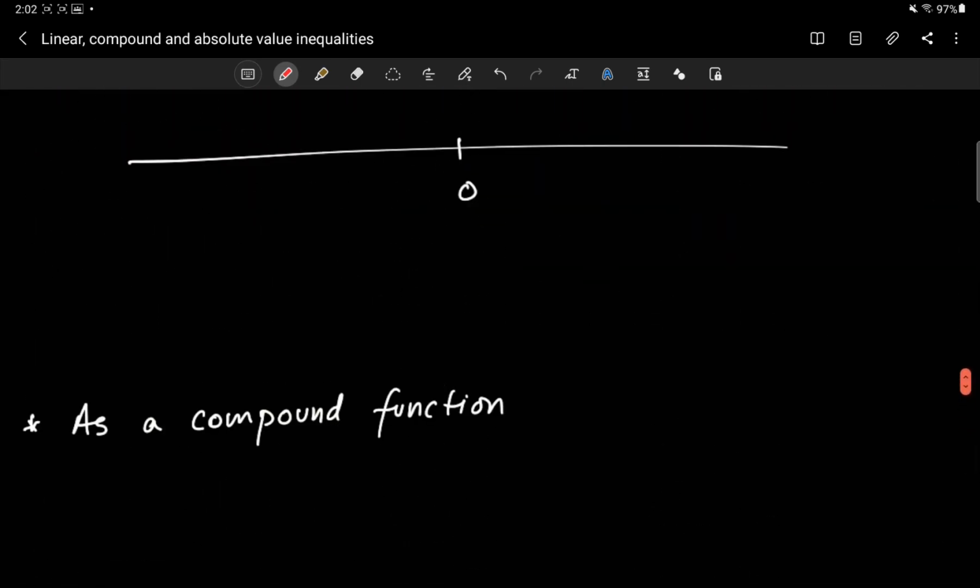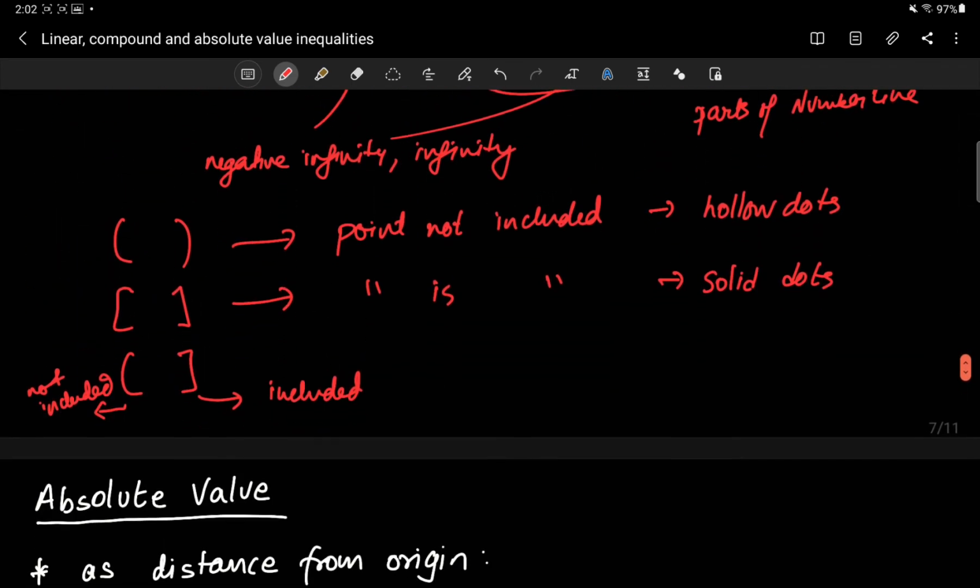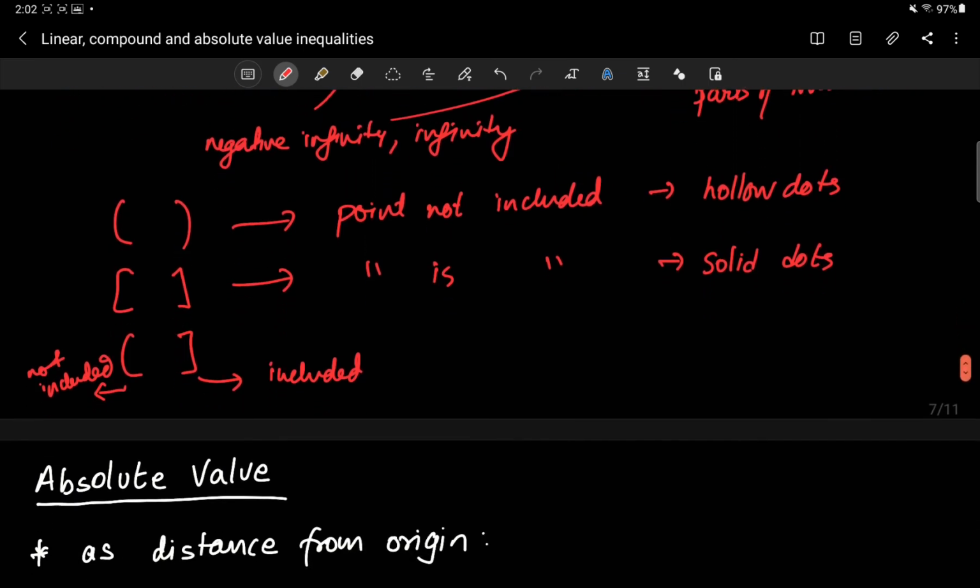So now that we know how to work with compound inequalities, how they're connected by OR and AND, our next goal is to understand an application of it, which is called the absolute value of a function. And this absolute value is actually understood in terms of a compound inequality, so that's why we had to introduce that first.